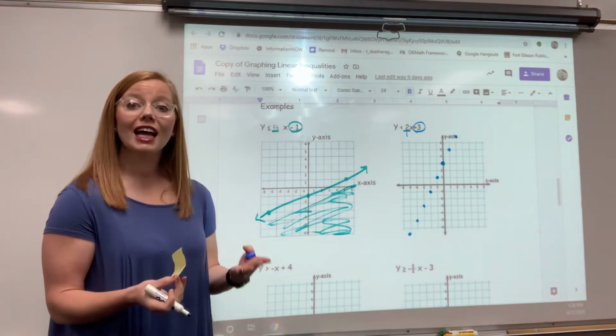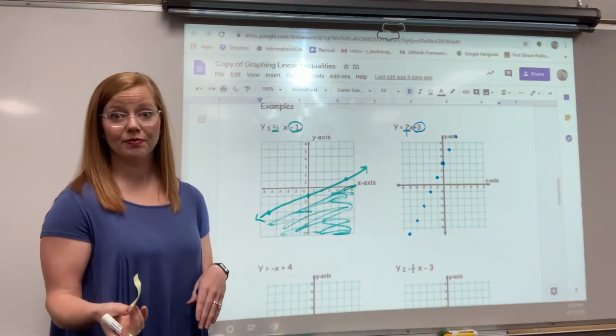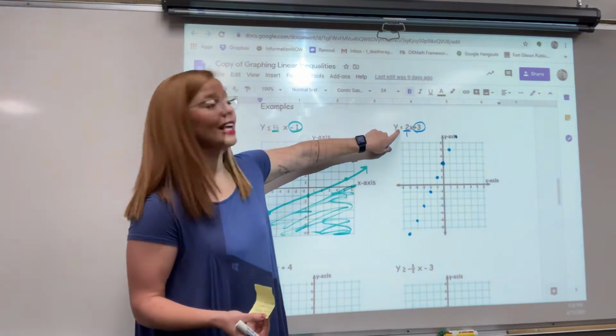So now I have to decide, is it going to be a solid line or a dashed line? I look right here at my inequality symbol.